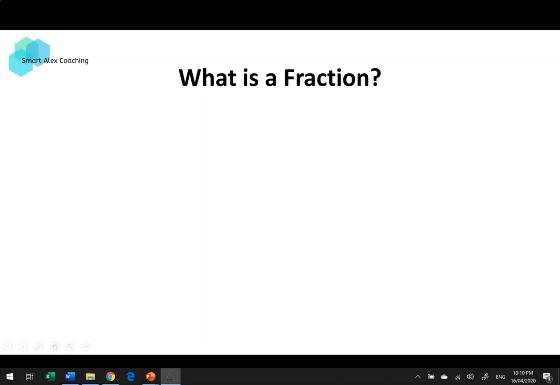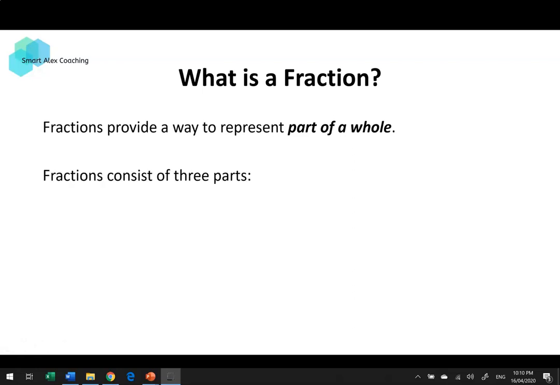However, suppose you bake a cake and you would like to share that cake with some friends. How do you express part of a cake using the set of whole numbers? Well, this is where fractions come in. Fractions provide a way to represent part of a whole. Fractions consist of 3 parts.